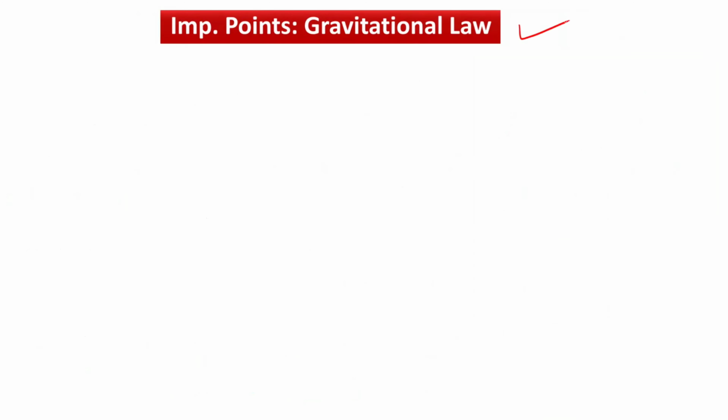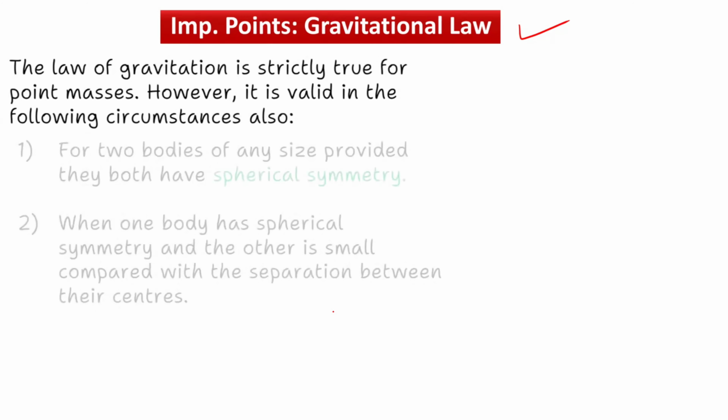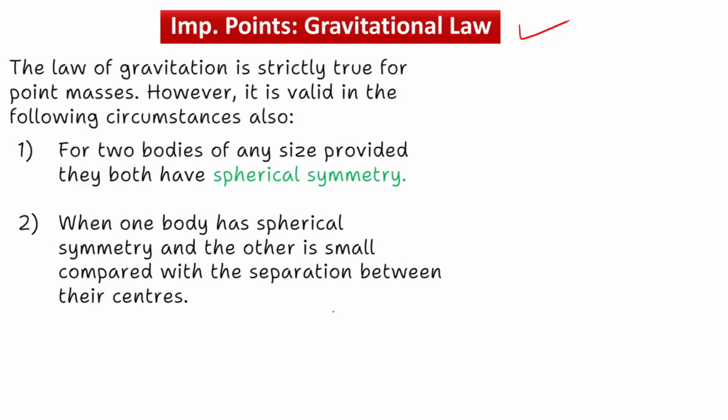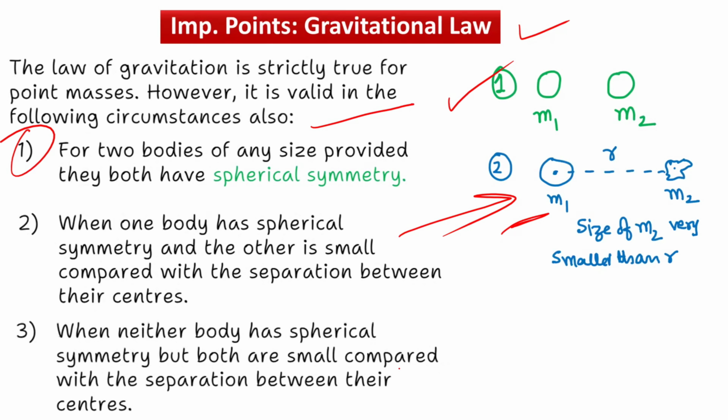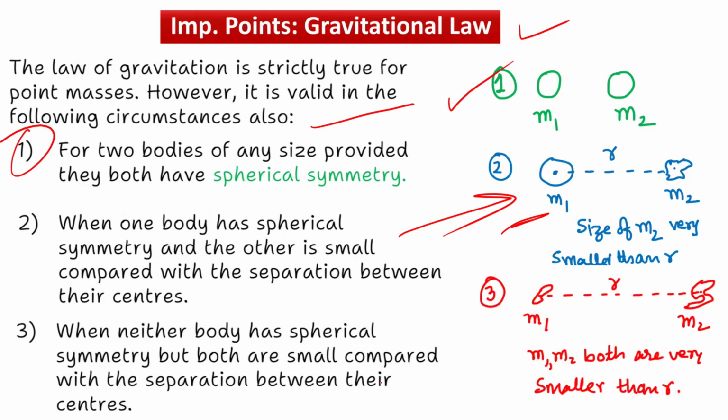Now, there are certain important points to be kept in mind for the law of gravitation. Number one, the law of gravitation is strictly true for point masses. However, it is valid in the following circumstances also. Number one, two bodies of any size, provided both have spherical symmetry, as you can see in this diagram. Second, when one body has spherical symmetry and the other is small compared with the separation between the centers. Third, when neither body has spherical symmetry but both are small compared with the separation between their centers. So it is valid in these circumstances also.